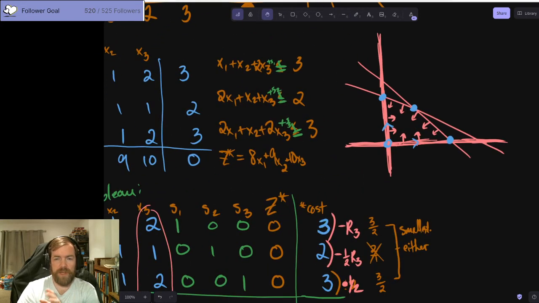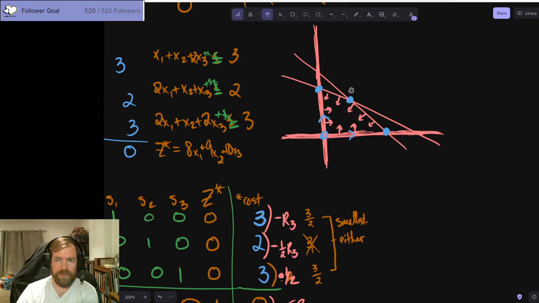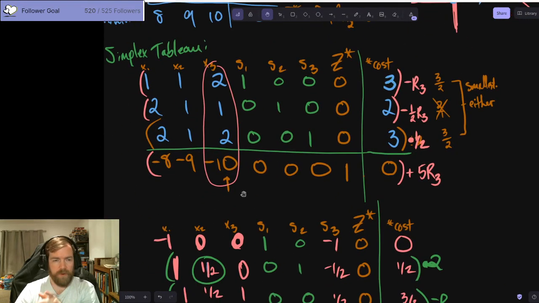So the way that we do that in the minimization problems, like this one here, is we're going to say we want to look for the condition or the term in the z equation, which is going to be all the way at the bottom, z star, the objective equation. It's the only one that should have z in it at this point. Look for the one that's the most negative. So we have a negative 10.